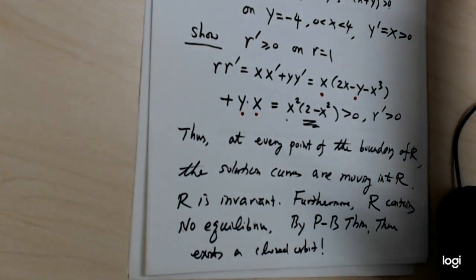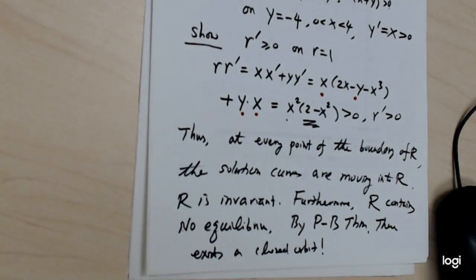You can actually take this system, plug it into an online plotter, and plot the graphs. I'm pretty sure you'll find there is indeed a limit cycle. I will leave this to you. So that is a quick example of how we apply the Poincare-Bendixson theorem, and that's the end of all the techniques for planar systems.